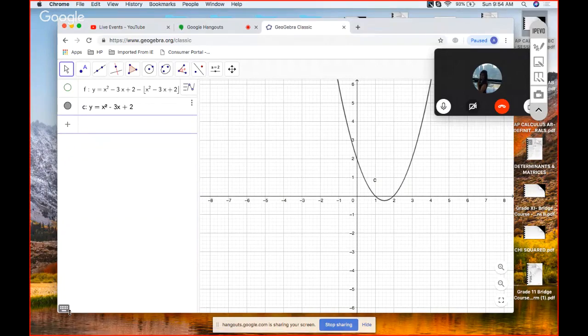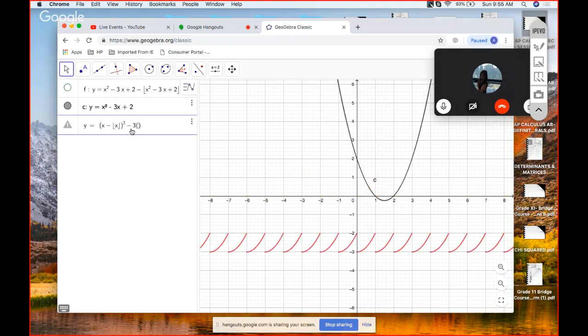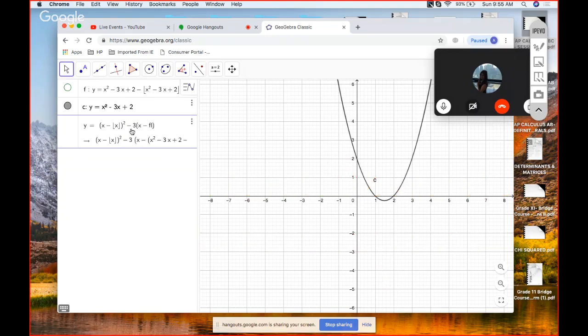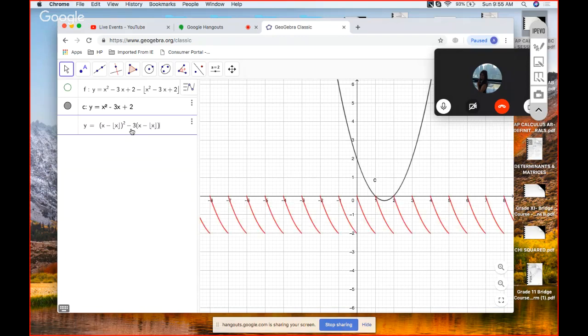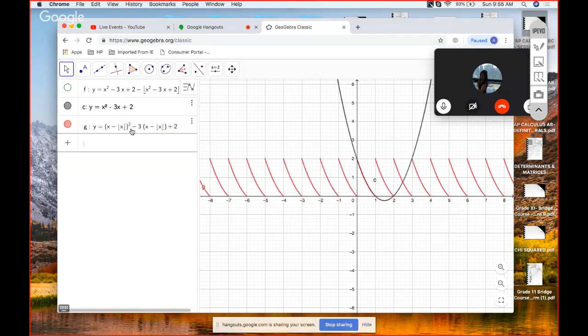So now I have to plot y equals (x minus floor x) squared minus 3 times (x minus floor of x) plus 2. It is not showing any response for this, so I have to type it literally. Sometimes it irritates. You see that?